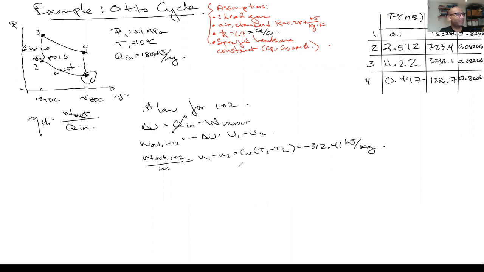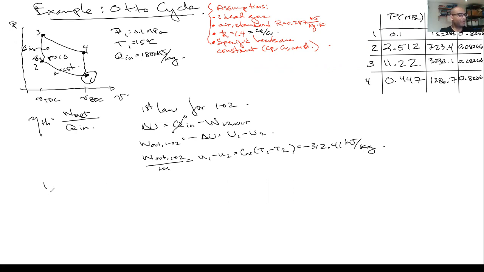So it's 288 Kelvin, and T2 is 723, is actually higher. That means we get negative work. So a negative work out, that actually means that it's work that has to go into the system. And indeed, the piston is compressing the gas. So the piston is doing work on the gas. So this is work going into the system.